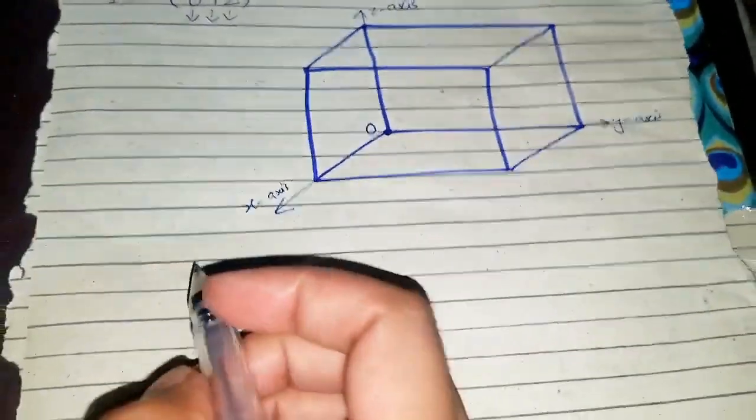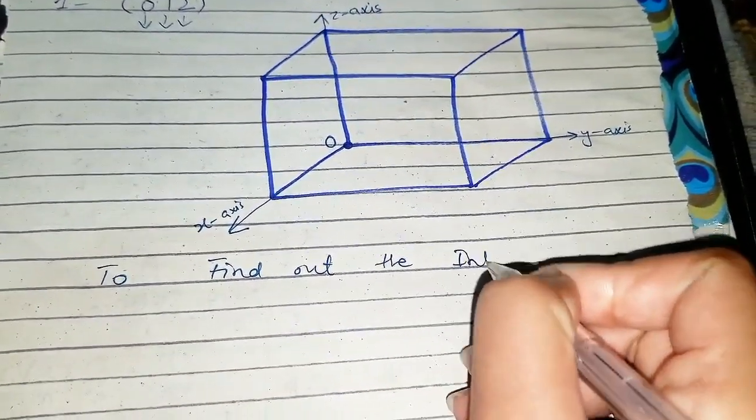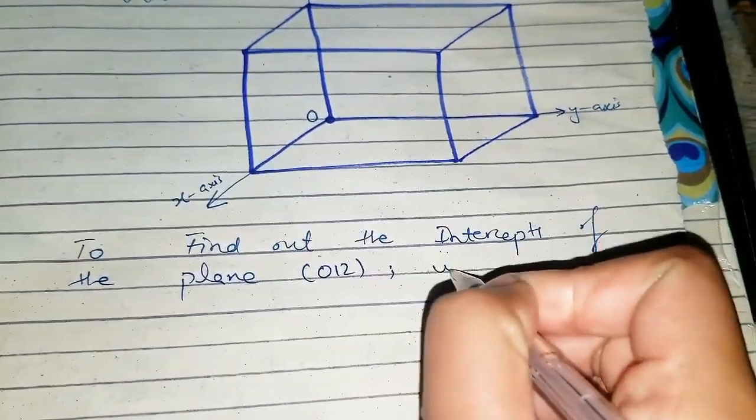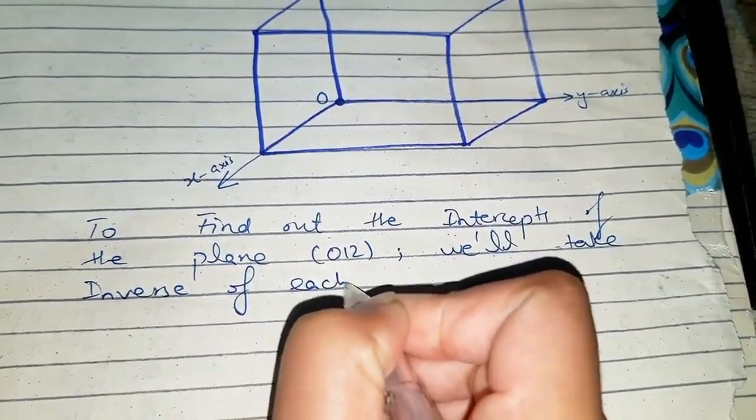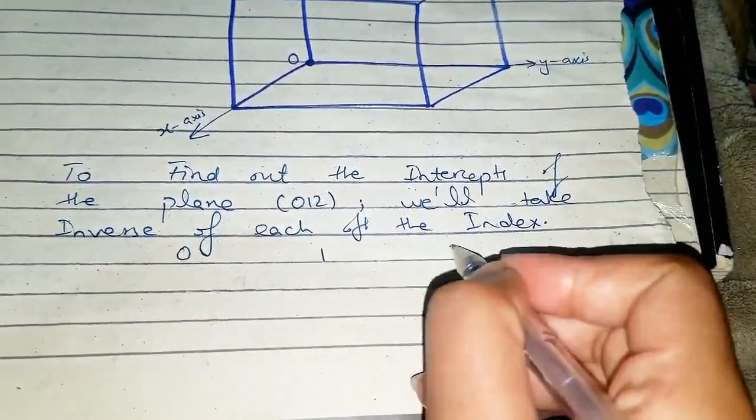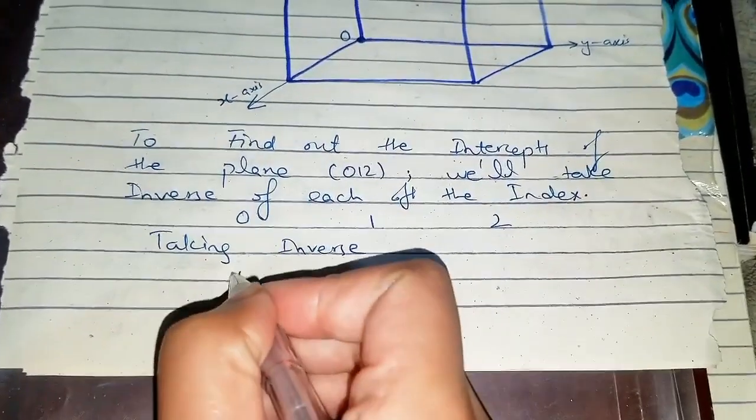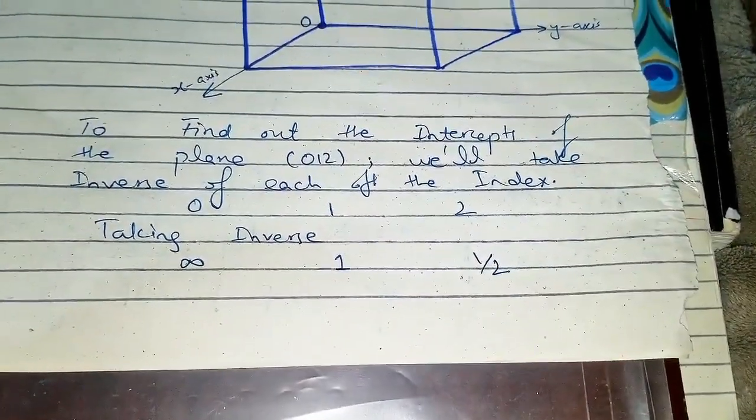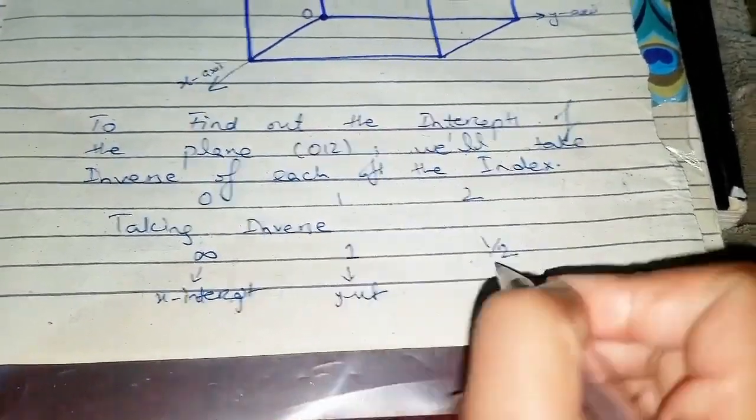So what we have to do is to find out the intercepts of the plane 0, 1, 2. We will take the inverse of each of the indices. Okay, we'll take the inverse of each of the indices. So the indices are 0, 1 and 2. Okay, taking the inverse will give us an intercept. So taking the inverse of 0 will give us infinity, taking the inverse of 1 will give us 1 again, and taking the inverse of 2 will give us 1 by 2. All right, so this is the x-intercept, and this is the y-intercept, and this is the z-intercept.